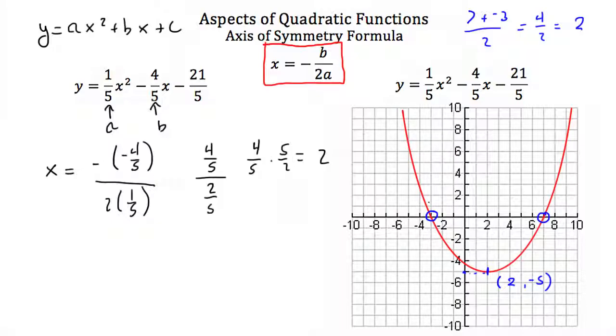So just like inspecting through the graph, we found out that our axis of symmetry is the line x is equal to 2. And I can draw that on this graph. It just looks like this.